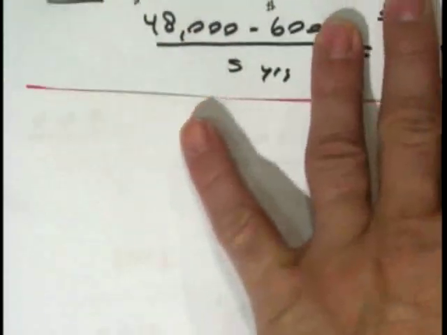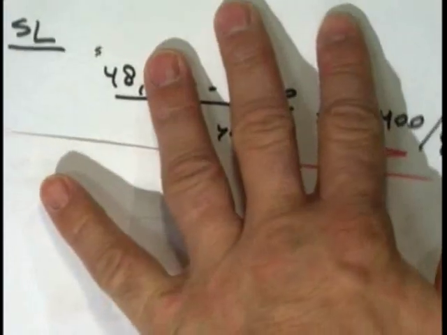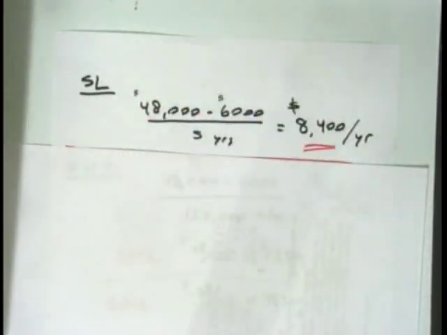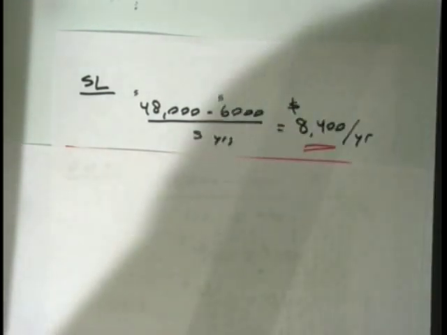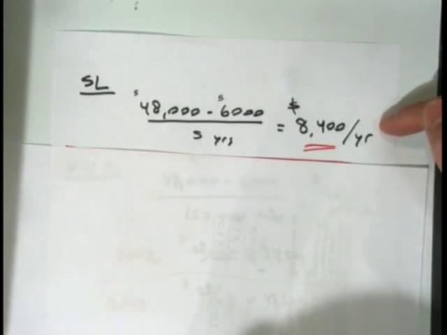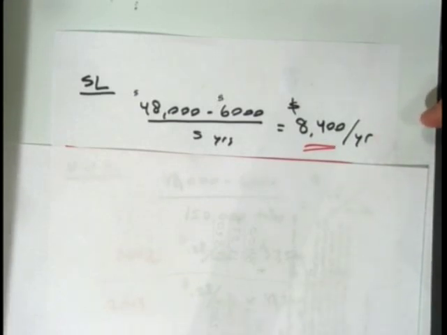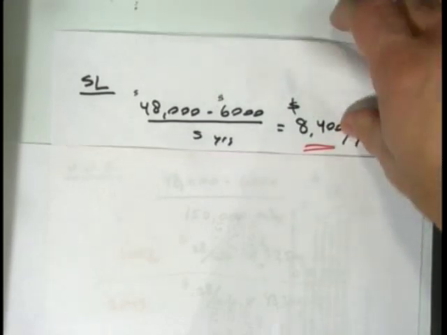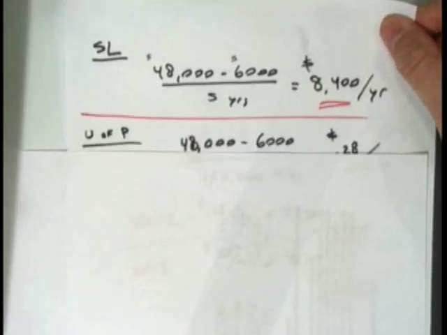Well, let's take a look at how we arrived at those. First of all, let's take a look at the straight line method. The straight line method is the cost of $48,000 minus the estimated salvage value of $6,000 divided by 5 years equals $8,400 per year for year 1, for year 2, and so on. Correct? All right, what about the units of production method?